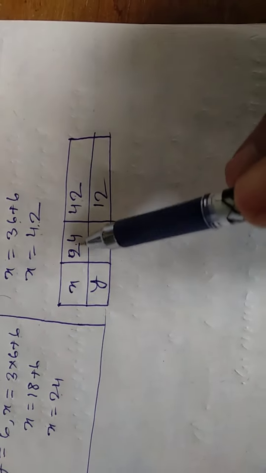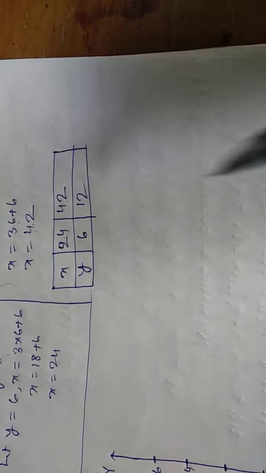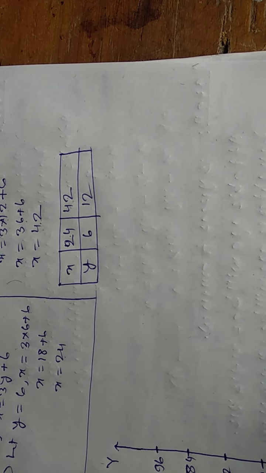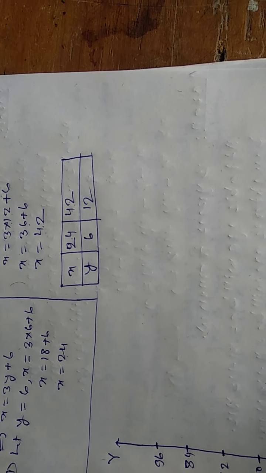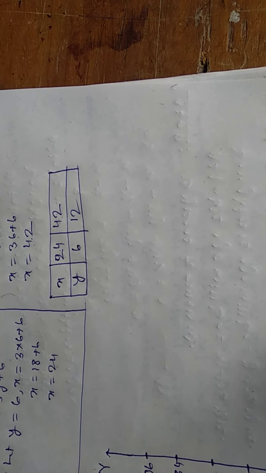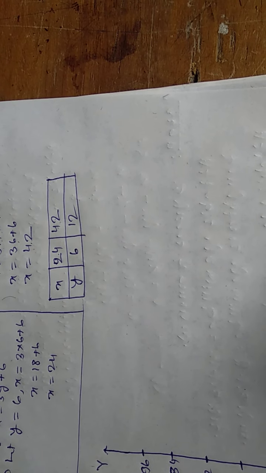Now see the second. X is equal to 24, y is equal to 6. It is for the second equation. X is equal to 24, this point. Y is equal to 6, that is between 0 and 12. Here, this point represents 24, 6.